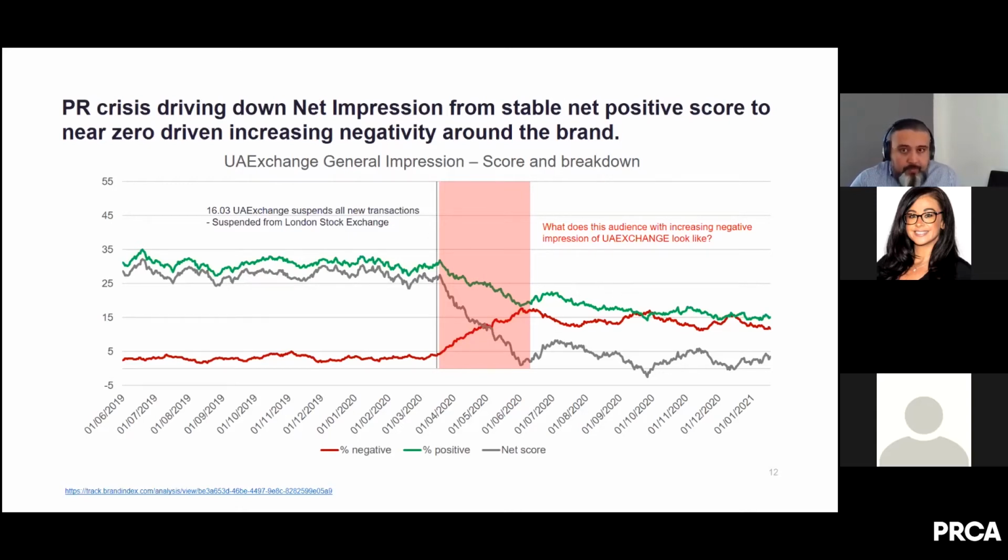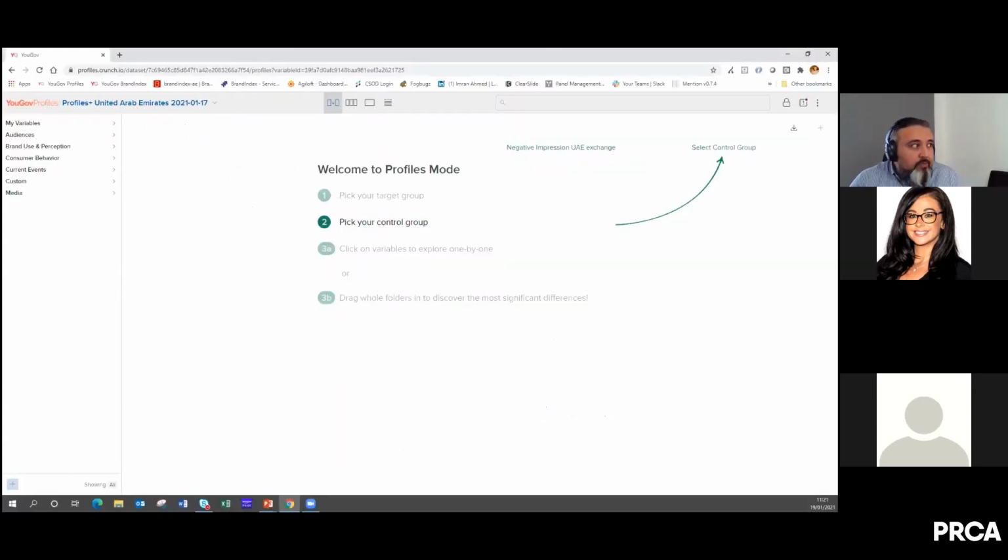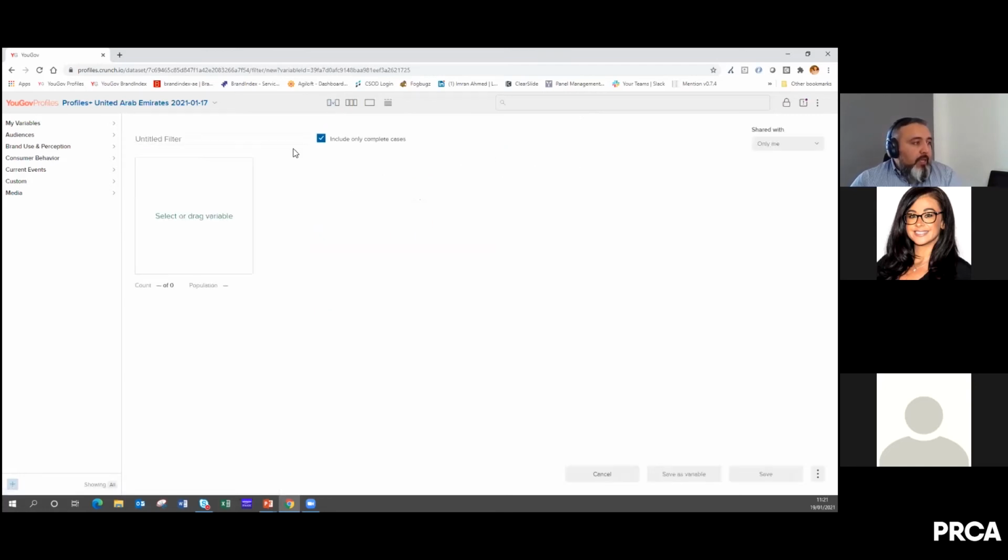So I'm just going to swap over now to profiles. If someone could confirm in the chat that they're able to see the screen showing profiles, that would be really helpful. Brilliant.